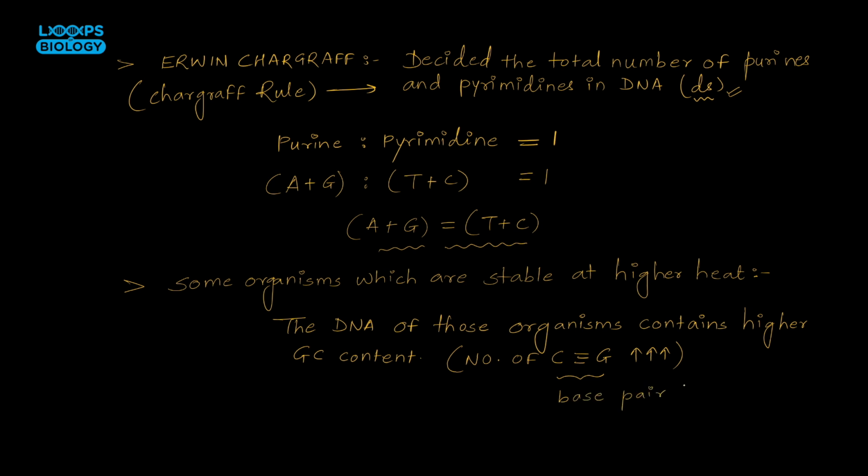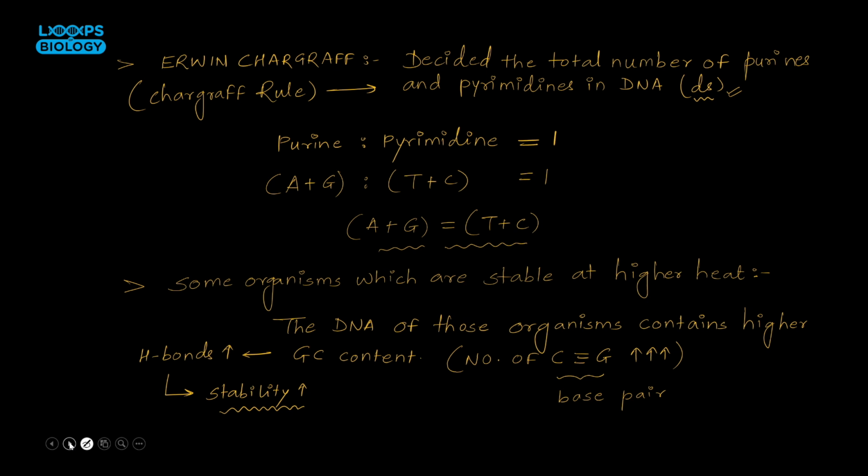Alright, so adenine bonds with thymine is one base pair. One base pair contains two nucleotides. Got this point, guys? So certain organisms will have higher GC content, and increased GC content basically means an increase in the number of hydrogen bonds. As the number of hydrogen bonds increases, the stability increases, because it will require higher heat or temperature to break this particular DNA.